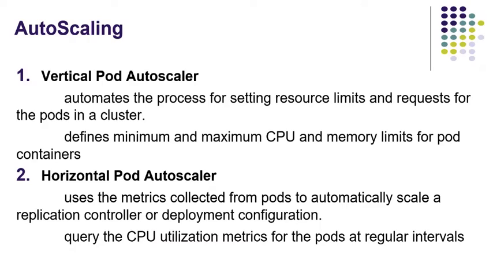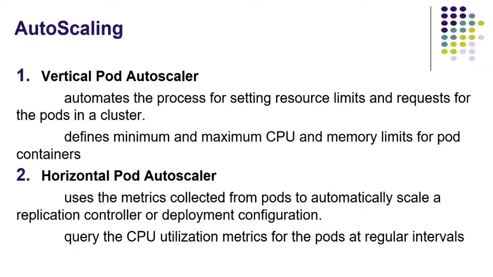Now what this horizontal pod autoscaler will do is it will query the CPU utilization for the pod at regular intervals. At regular intervals, it will start querying your CPU utilization metrics, and based on that, it will help you to scale up or scale down your pods which are available there.